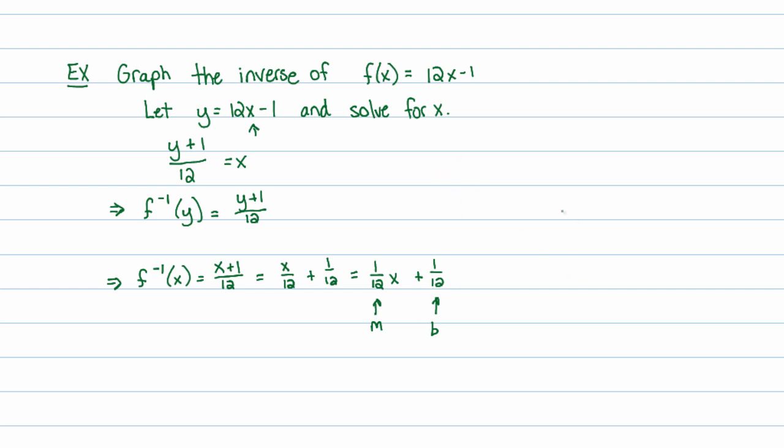If I want to build a table of values, looking at this f inverse function, I'll pick smart values for x, like x equals 11. 11 plus 1 is 12. 12 divided by 12 is just 1. And remember, since this is a line, I only need 2 points. So let me do a negative value for x as well. Let's do x equals negative 1. Negative 1 plus 1 is 0. So these are my 2 points, and I'll plot those 2 points and graph that line.